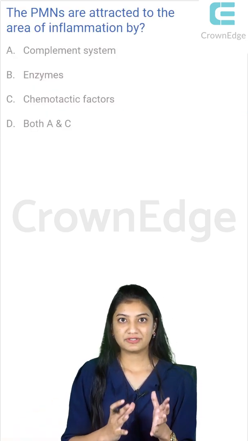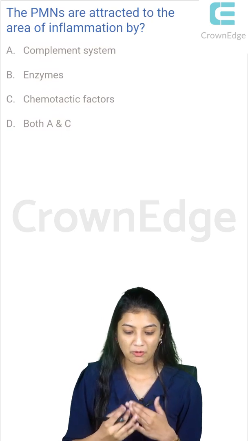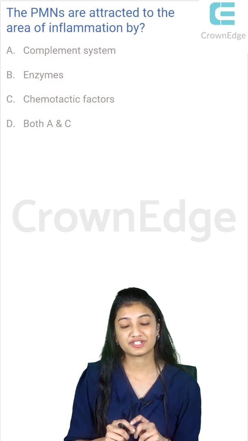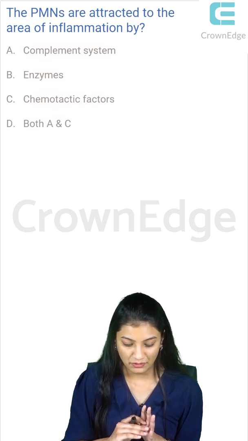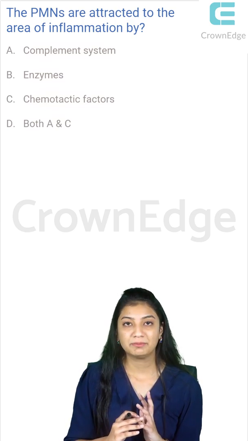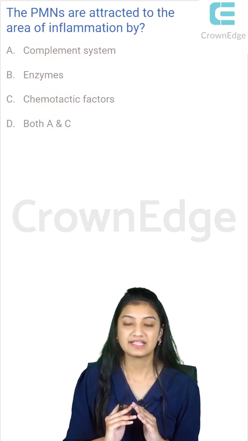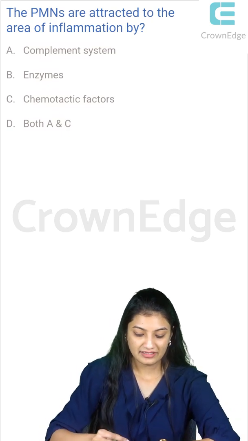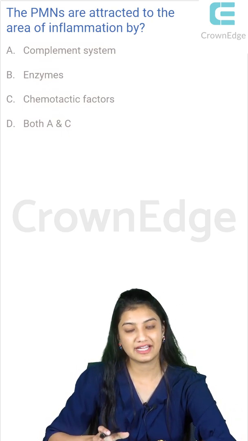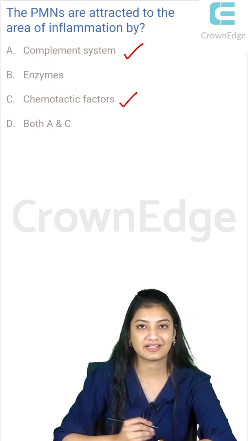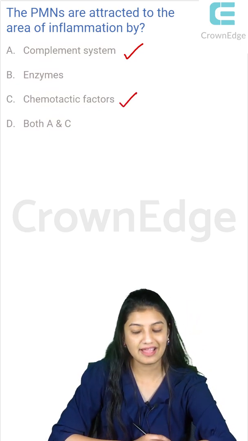So we've learnt about neutrophils. Here, the polymorphonuclear neutrophils are attracted to the area of inflammation by what? The options are complement system, enzymes, chemotactic factor, both A and C. Here we need to know that they are attracted to the site of inflammation by both the complement system and the chemotactic factor. So it is both A and C.